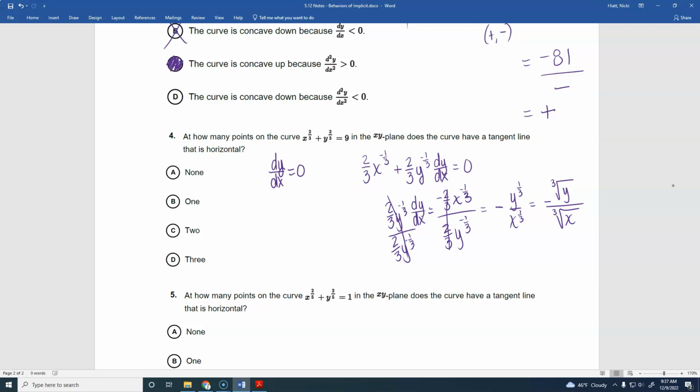All right, so this is my derivative, I want to know when it equals 0. What is going to be equal to 0 whenever my derivative equals 0? The numerator or the denominator? Numerator. So I'm going to set that numerator equal to 0. I'm going to just cube both sides. Y is going to equal 0.